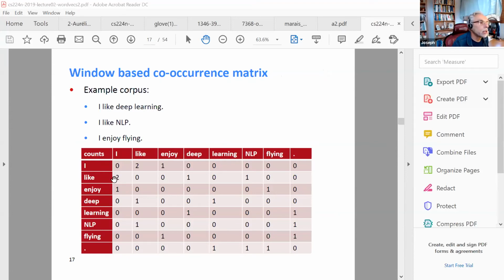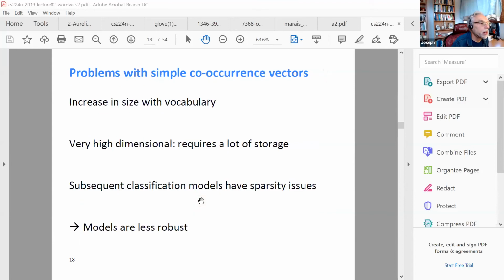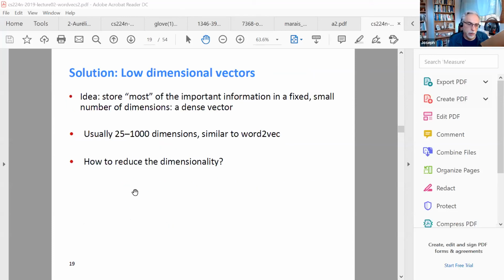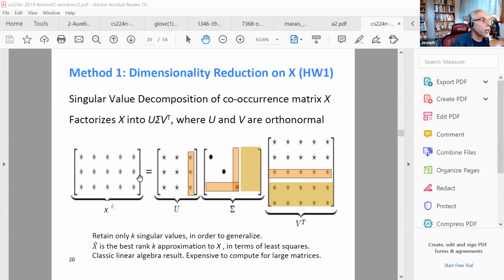So this is what these co-occurrence matrices look like. We've seen that already. Problems are that they increase in size with vocabulary. They're very high dimensional, and require a lot of storage. The classification models that you come up with can have issues, so they're less robust. So the main idea from this lecture is that Word2Vec and GloVe are the methods of embedding that perform the best. Dimensionality reduction, we've seen this. It's in the homework.